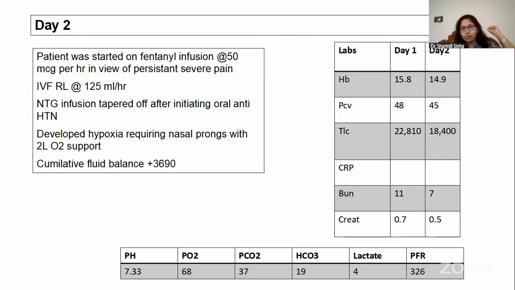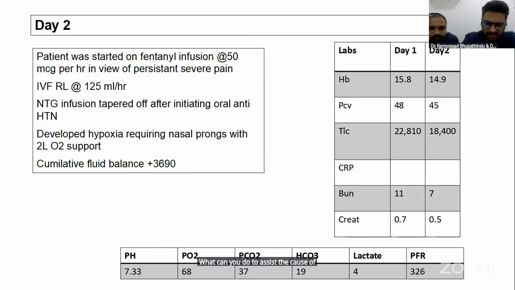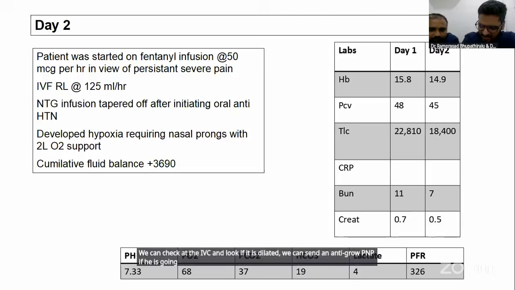What can you do to assess the cause of hypoxia? We can check the IVC, look if it is dilated. We can send an NT-proBNP if he is going into heart failure with pulmonary edema.